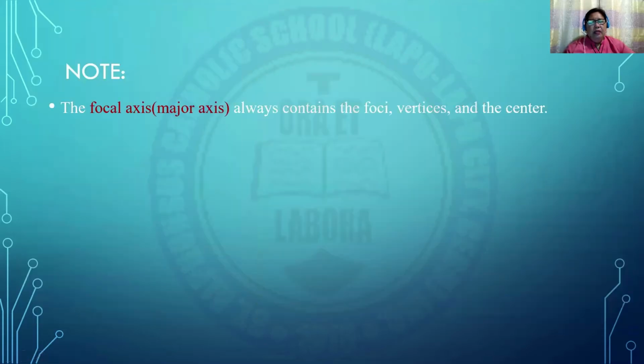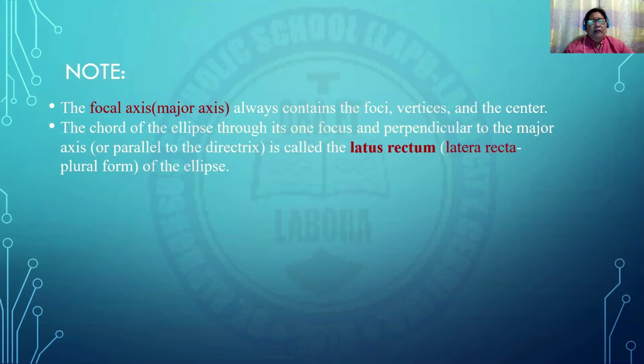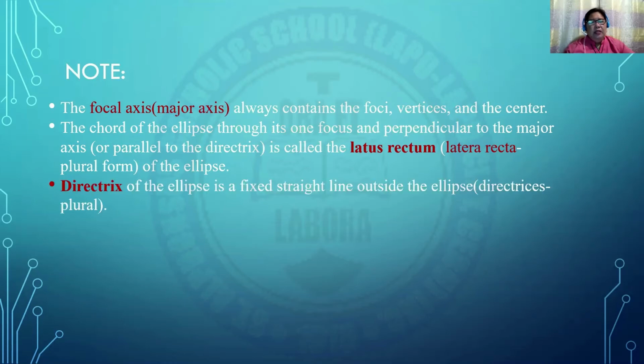Take note, the focal axis or the major axis always contains the foci, the vertices, and the center. The chord of the ellipse through its one focus and perpendicular to the major axis or parallel to the directrix is called the latus rectum of the ellipse, and the plural form is latera recta. The directrix of the ellipse is a fixed straight line outside the ellipse, and the plural form is directrices.